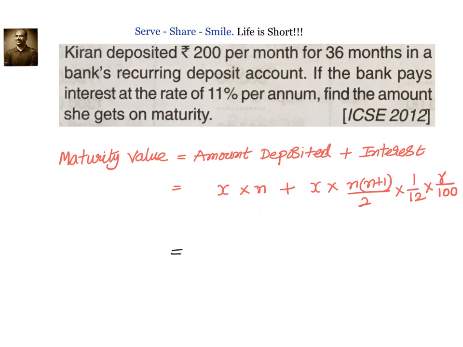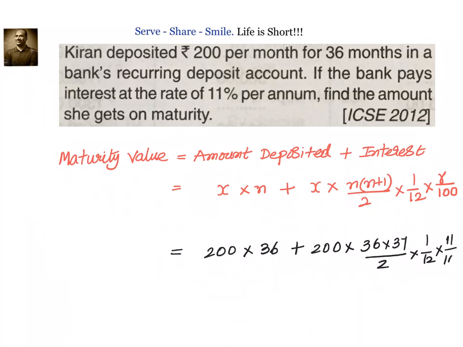Maturity value is equal to X, 200, into number of months, that is 36, plus X, again 200, into N, which we know is 36, so this becomes 36 into 37 divided by 2, into 1 by 12, into the rate of interest, which we know is 11 divided by 100. Now let us simplify this. 200 into 36 is 7200. After that, can we cancel something? We have 200s, 200 cancelling it out. Then 12 will go 3 times. So left out is 3 into 37 into 11.